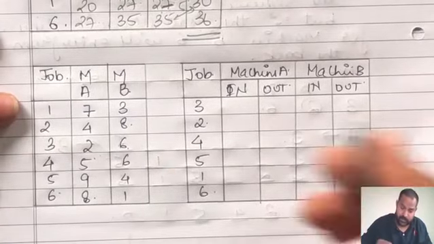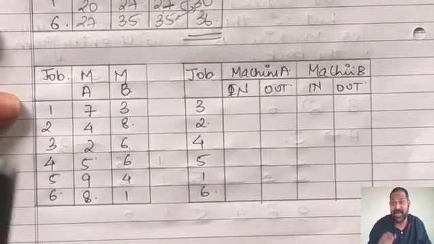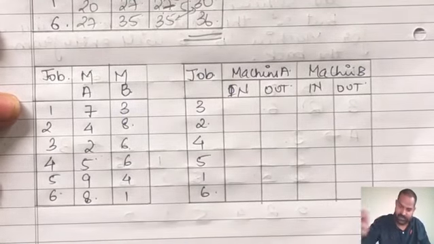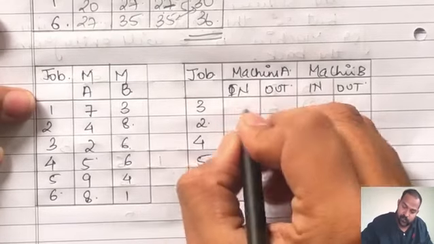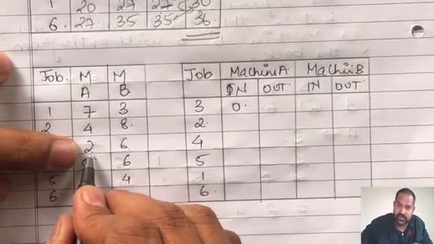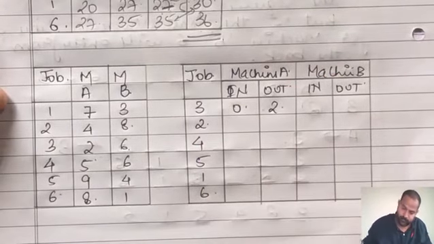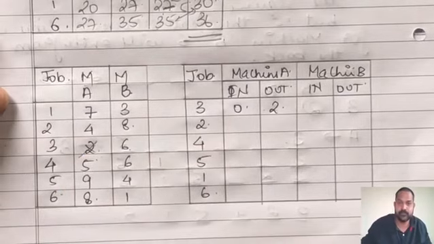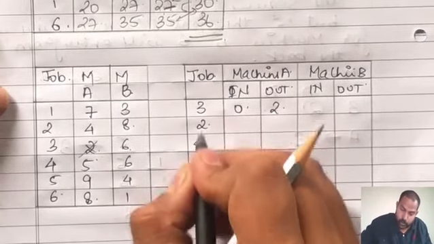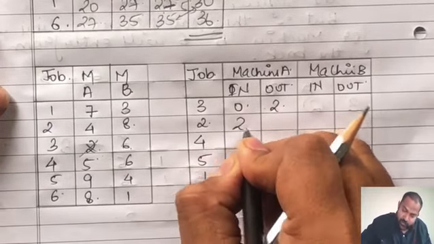Let's begin. I will first do A because A doesn't have to wait for anyone. B has to wait for A. So I will first finish A and then start doing it for B. Let's start then. 3 will be picked up at the 0th time. 3 on A takes 2 hours. So 0 plus 2 is 2. Done? Done. Then what will I do? I will pick up 2. When can I pick up 2? 2 is going to be available at 2.